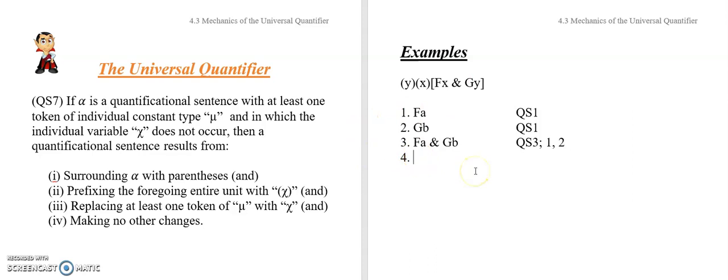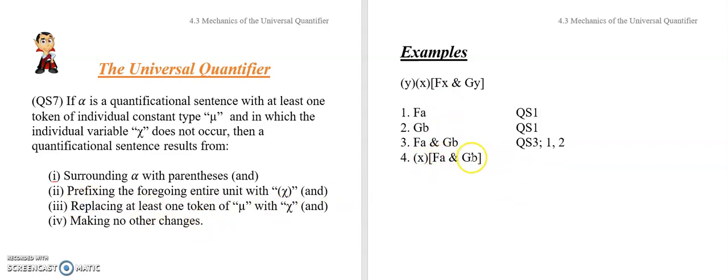And now what we're going to do is apply QS7 twice. So we're going to take this guy, and we're going to append the whole thing in parentheses, like such. And we're going to append the X here, which is fair. There's no X that appears in here. And then we're going to replace one of these with an X, and we're entitled to do that. In fact, we have to replace at least one of them with an X.